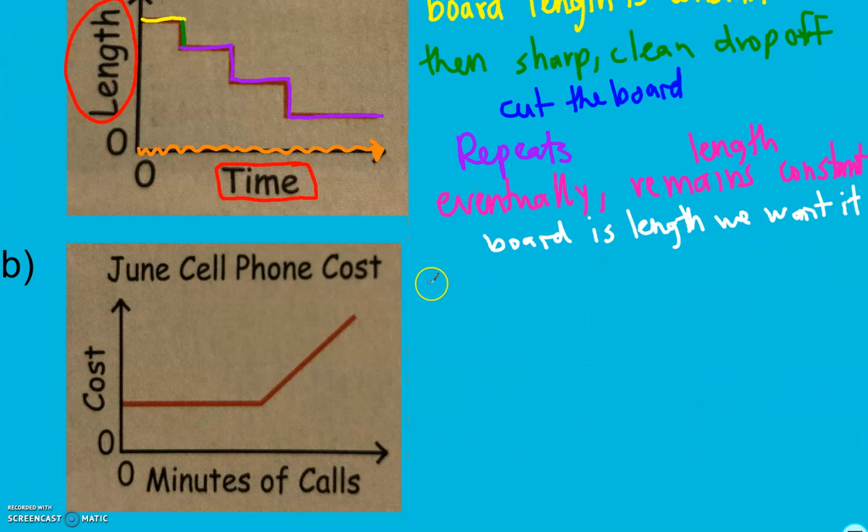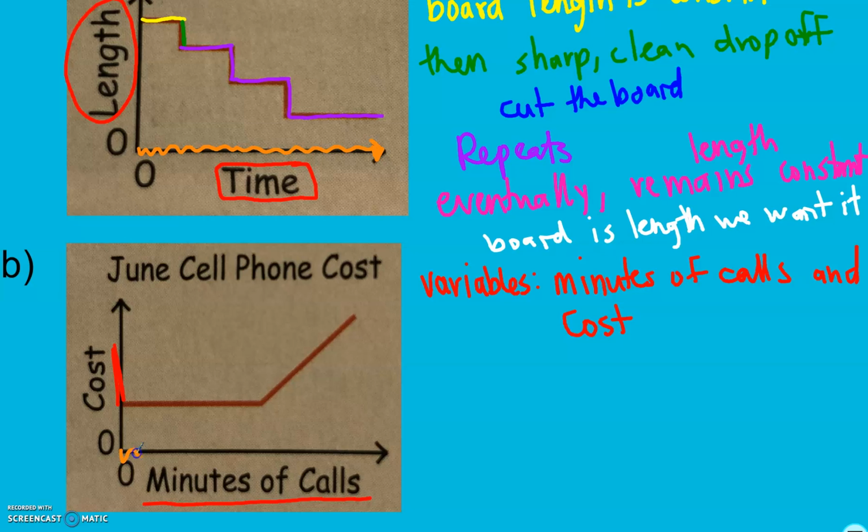In B, our variables are minutes of calls and cost. So here, as our minutes of calls increase, our cost stays the same.